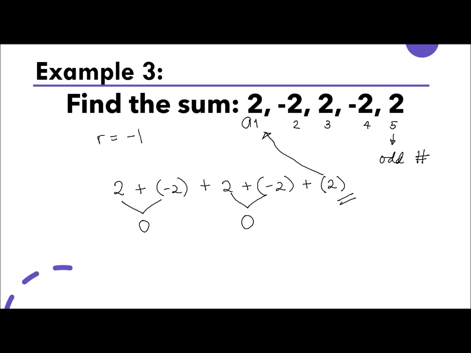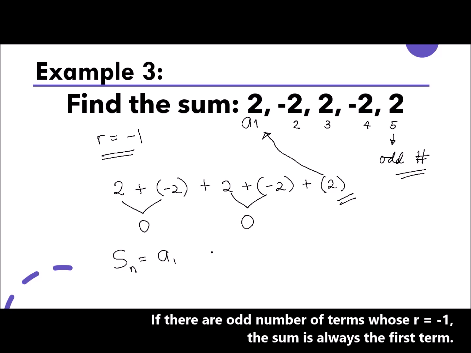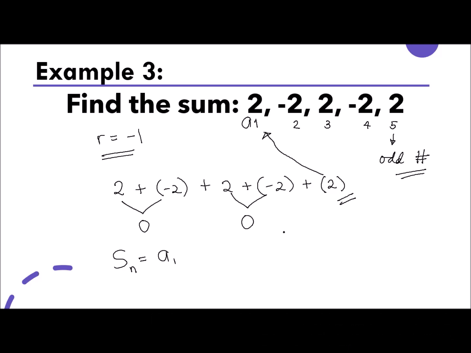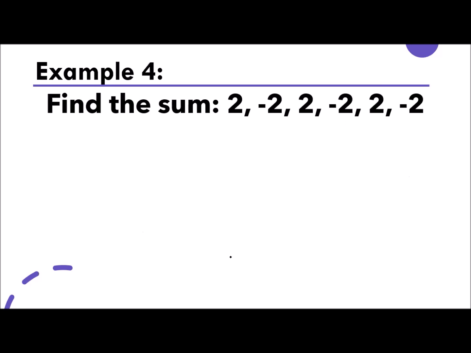Okay? So, if we have the odd number of terms and whose common ratio is -1, the condition here is the answer is always the first term. Kasi may maiiwan ka eh. May maiiwan kang isa. Kasi nga odd number. Wala kang kapartner. Okay? So, ang sagot po dito ay S sub 5 is equal to 2. Diba? Madali lang. Okay. Next example.